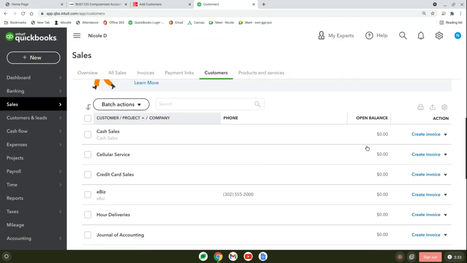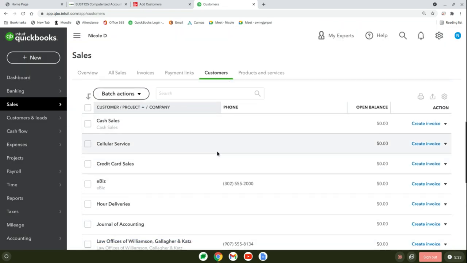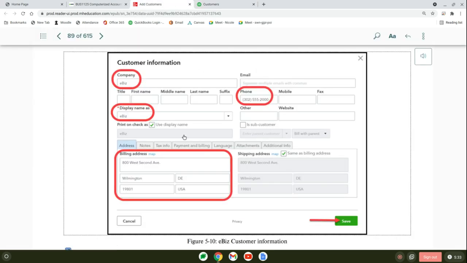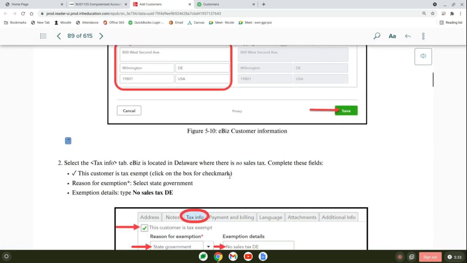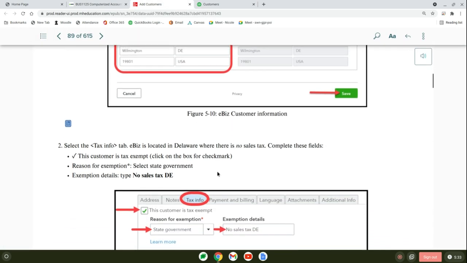and I have all my customers here in the list. So I'm just going to read out the rest of them to you. Because eBiz is located in Delaware, there's no sales tax. So you're going to make sure that you have your customer is tax exempt box checked.